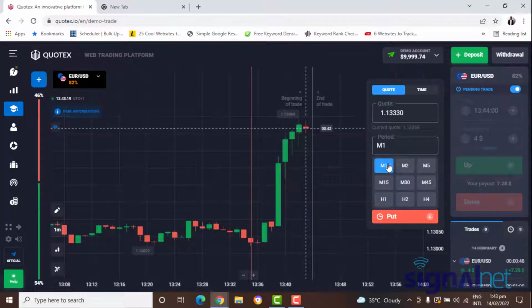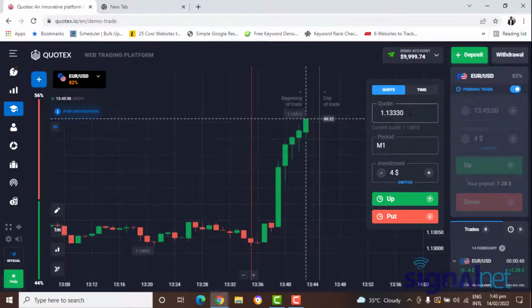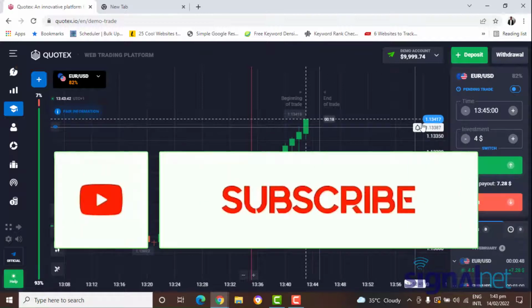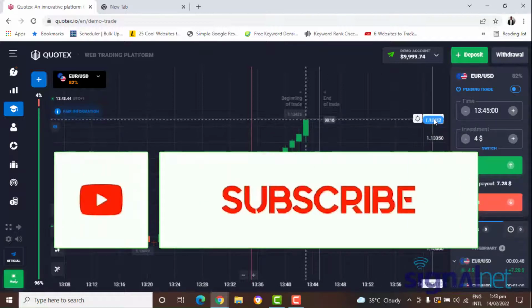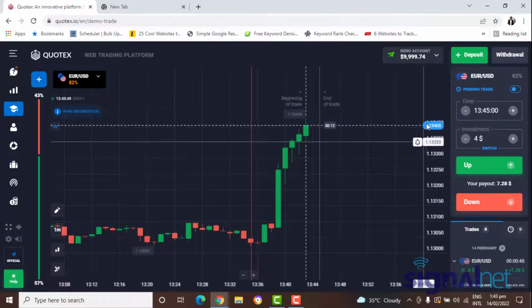This 1 minute can be changed to 2 minutes, 5 minutes, 15 minutes, 30 minutes, 45, 1 hour, 4 hours, and even 2 hours. So you can set it according to the strategy that you know. In this case, you're saying quote price. Now you can edit that quote price to something else. What is the current Euro USD price? It is 1.33422. It keeps fluctuating.